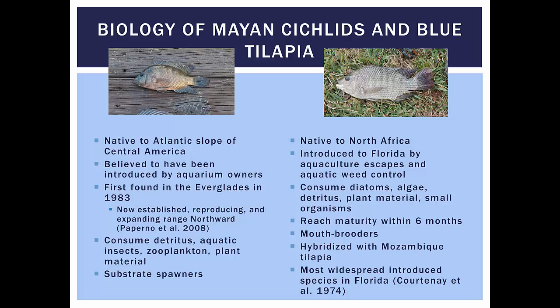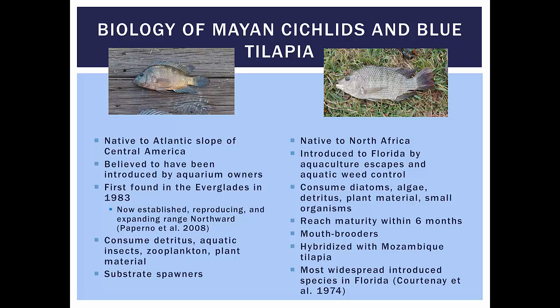And then the Mayan cichlid is native to Central America, and they don't really know how it was introduced, but they think it could have been by aquarium owners because cichlids are pretty popular aquarium species. They were first found in the Everglades in 1983, and then most of the research since then has focused on their range expansion. So they've been expanding their range northward and outward from the Everglades since then. And then that paper I was talking about before has found them in tidal areas in the Charlotte Harbor, and I think in Tampa Bay they've also been found. And they are not mouth brooders, they're just substrate spawners, and the parents will guard the nest for a small amount of time after being fertilized.